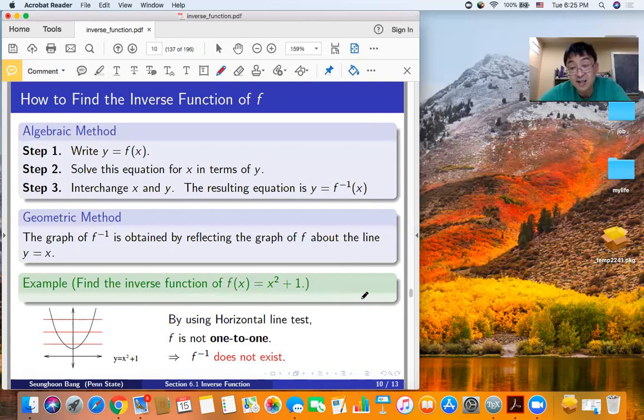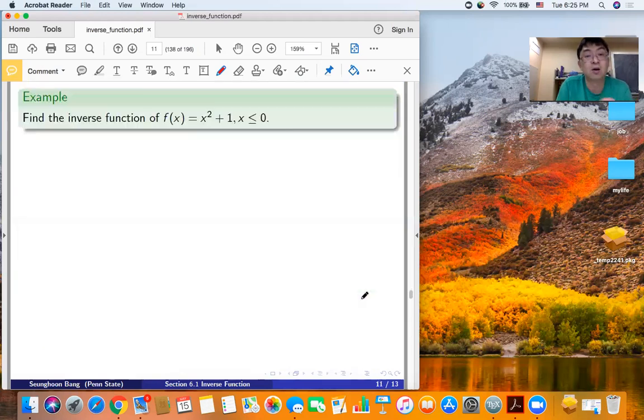So Jesse said we can limit the domain, and then we have an inverse function. This is another example. Same function, f of x equals x squared plus 1. We can restrict the domain to x less than or equal to 0. So what happens? The graph is like this.